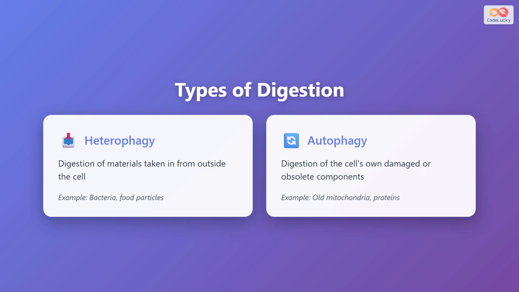The second type is autophagy, which we mentioned earlier. This involves digesting the cell's own internal components. For instance, when mitochondria become old and inefficient, or when proteins become damaged and non-functional, lysosomes engulf these structures and recycle their molecular building blocks for reuse.